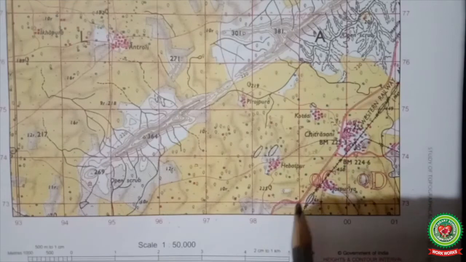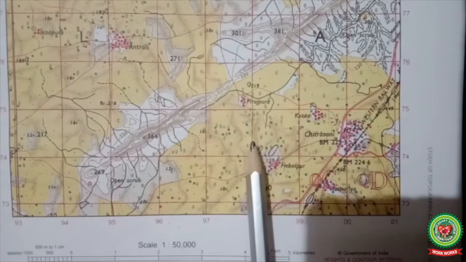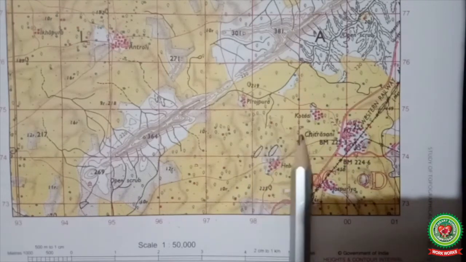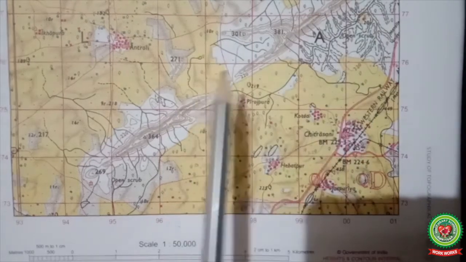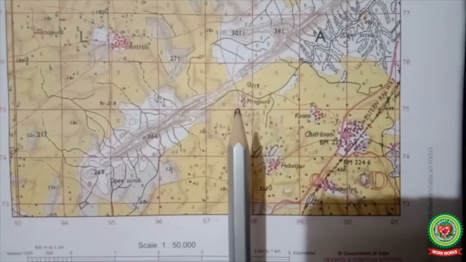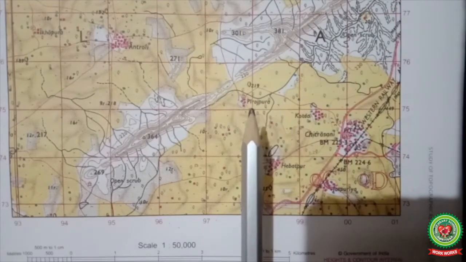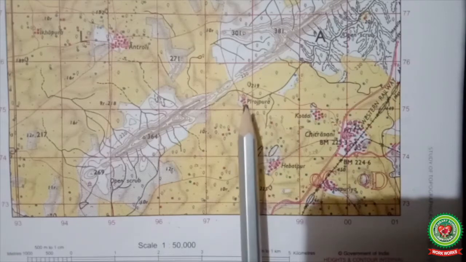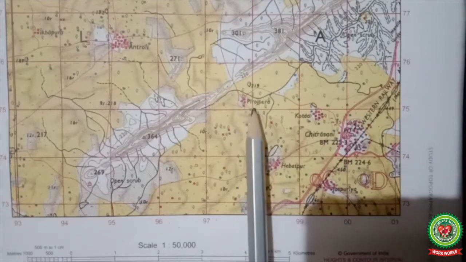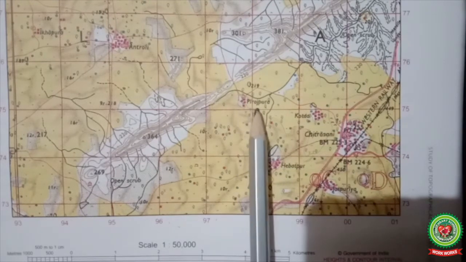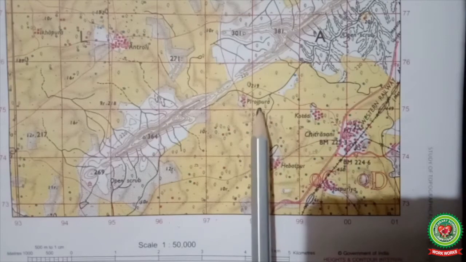Now children, let us find out the means of transport given in this part of the topographical map. Children, means of transport always depend upon the type of relief, that is landform and drainage. Here we have yellow color cultivable land indicating that this is a plain area. So here the means of transport are well developed.